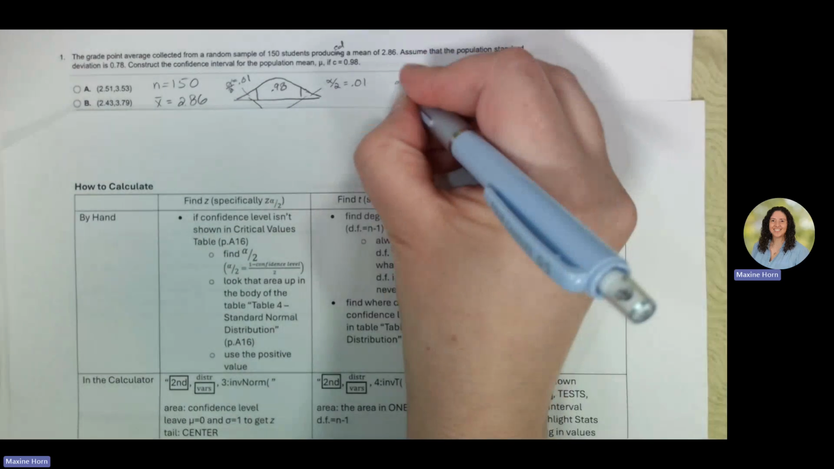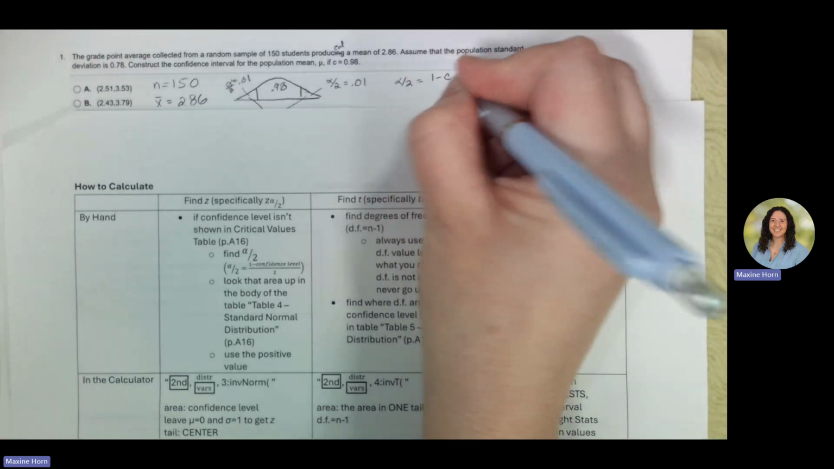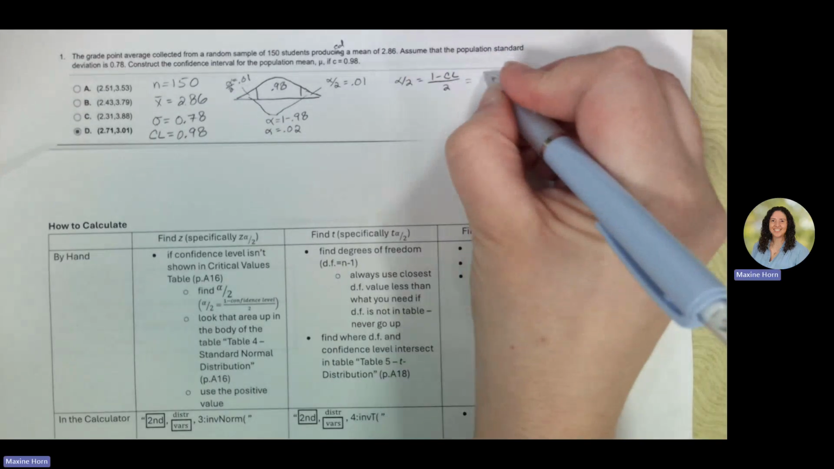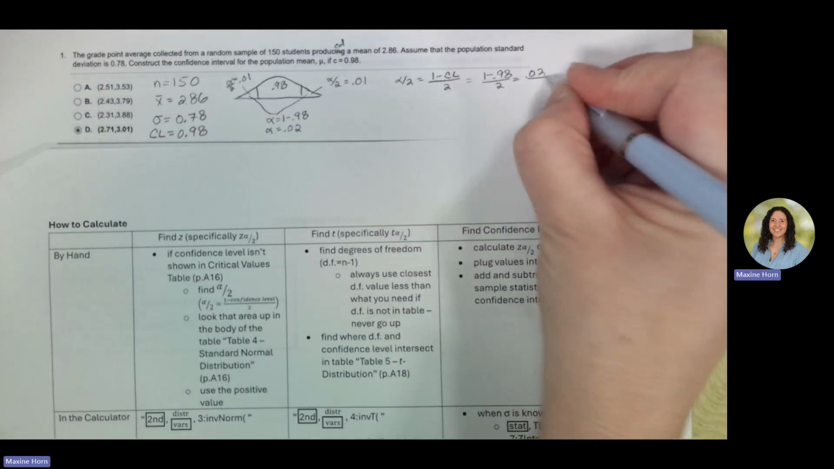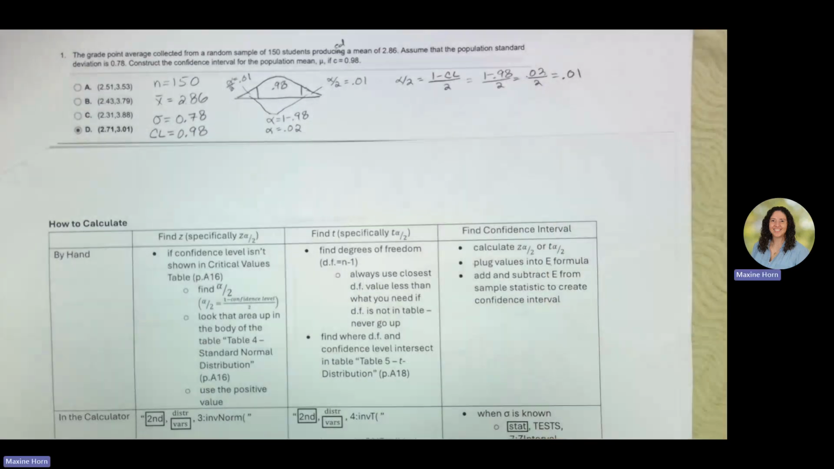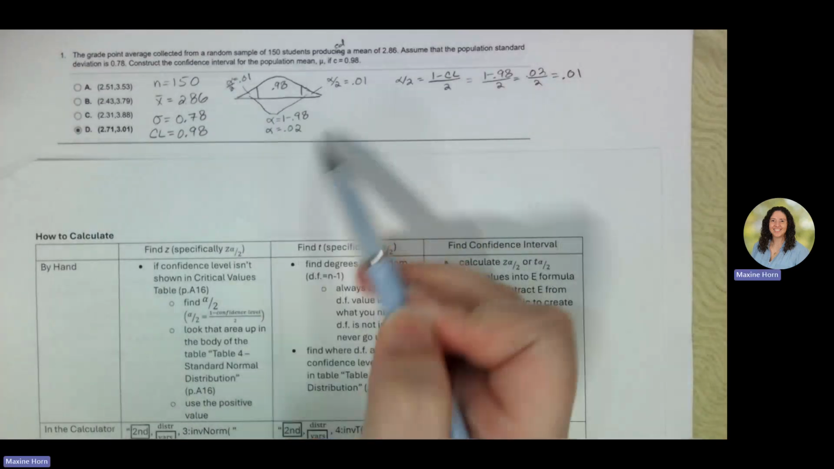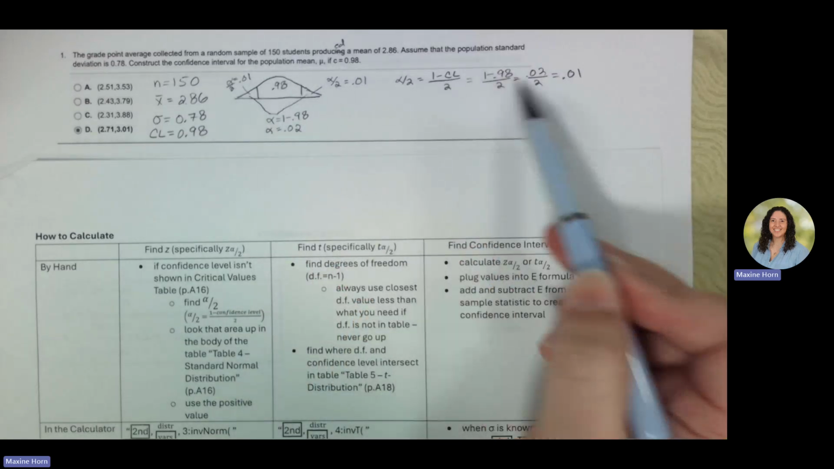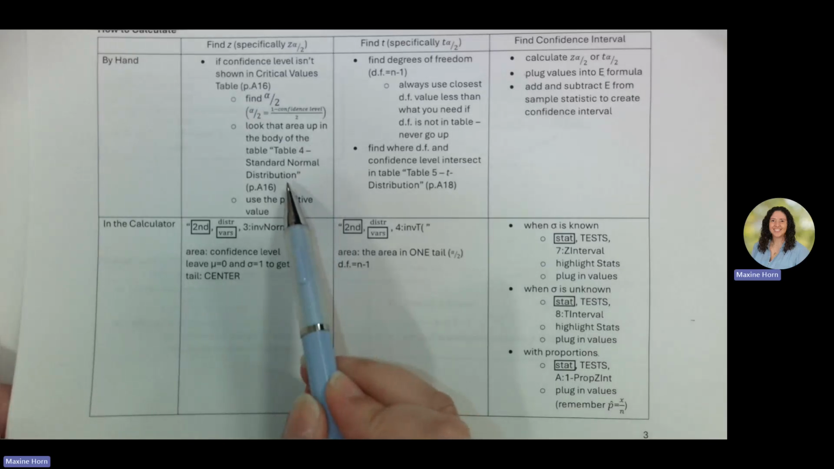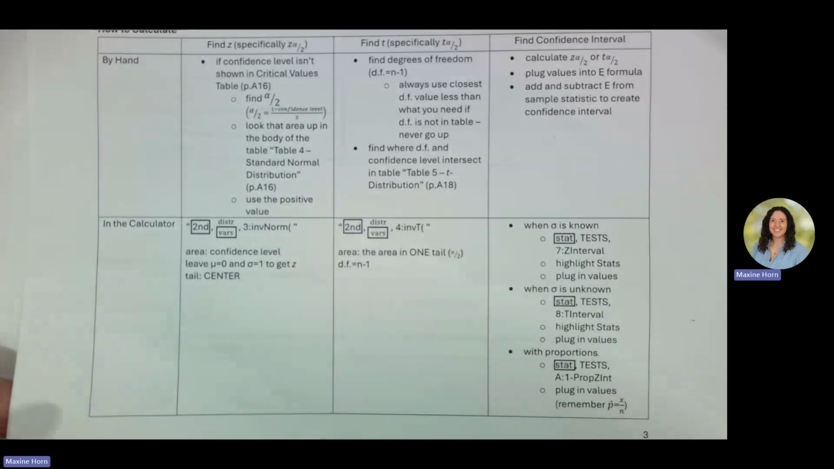Okay, all right, so we just found alpha halves, which also, if instead of reasoning through it, you just want to say, well, what's the formula? Well, you do 1 minus your confidence level divided by 2. So 1 minus 0.98 divided by 2, 0.02 divided by 2, that's 0.01. So to me, it makes more sense to do it this way because you're reasoning through, you're understanding what's happening, but you can also just do it this way, just to get the number. All right, so we have our alpha halves, it's 0.01. We're now going to look that area up in the body of the table to find the corresponding z-score. So I'm going to look for 0.01 in the body of the table.